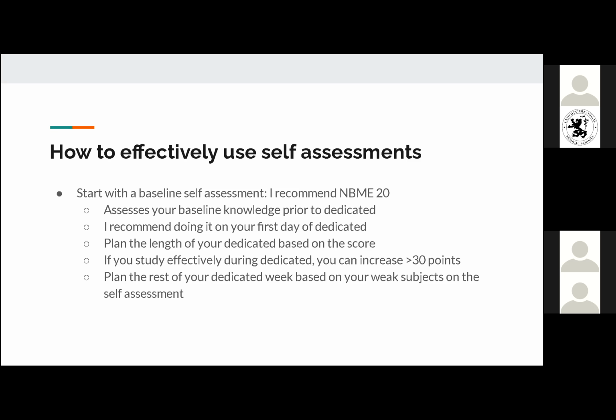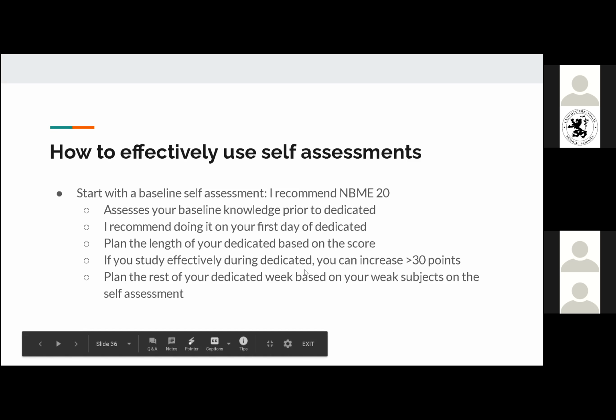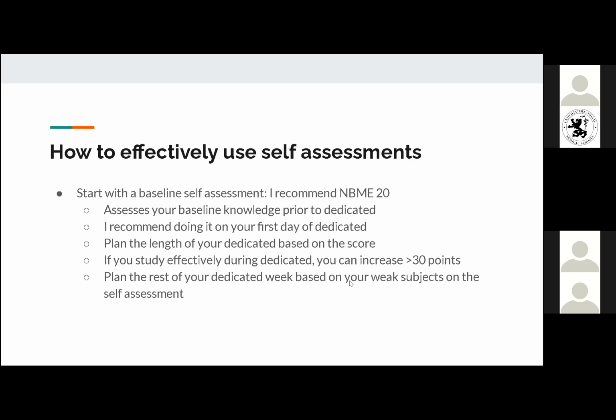So according to the result, you plan the length of your dedicated preparation, which I already talked about. And then according to the result of your baseline, or the result of every self-assessment, you plan the rest of your dedicated week. The rest of your week should be focused on doing the weak subjects on the self-assessment.